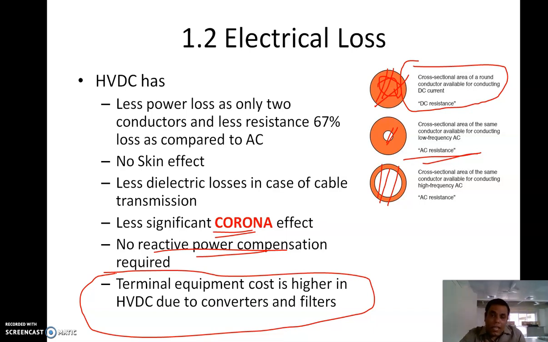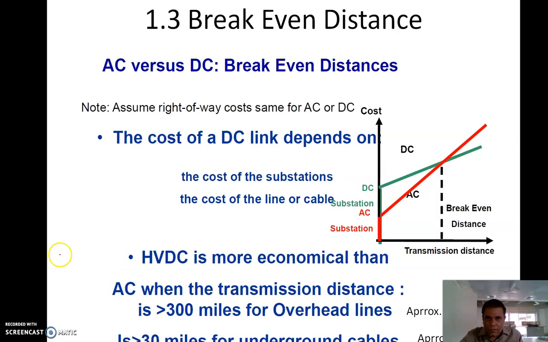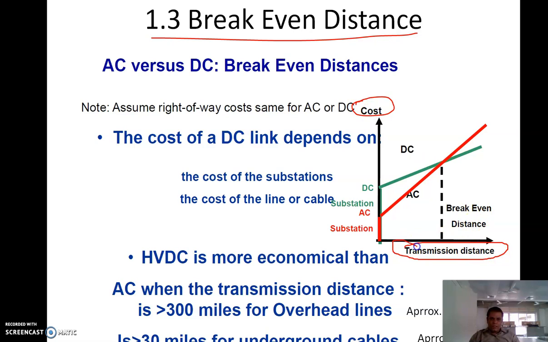But there can be a possibility that after a particular distance HVDC may be better, okay, so let's see what that distance is. That distance is called the break-even distance. So now we focus on this graph which is shown here. On the y-axis we have cost and on the x-axis we have the transmission distance.